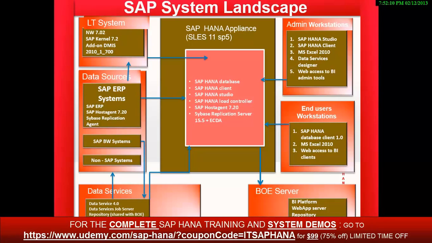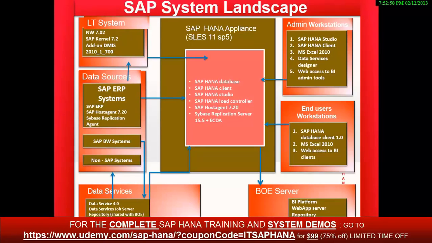One key component is the SAP HANA Appliance. SAP is calling this particular box an appliance because in this box they are bundling all these components: the SAP HANA database, the SAP HANA client, HANA Studio, the load controller, the host agent, and the Sybase application server. All these are bundled with the operating system, SUSE Linux SLES Service Pack 1.